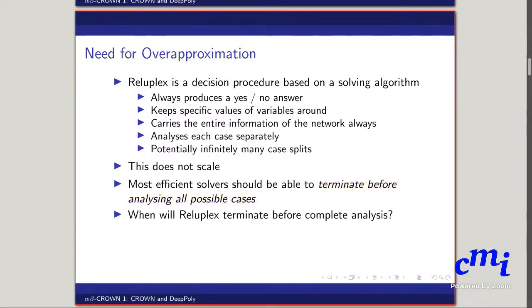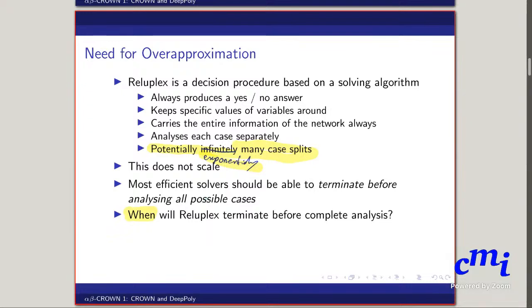But before going to that, I want to go back to Reluplex and ask, is there a situation where Reluplex will terminate before analyzing all possible cases? As I said, there are potentially exponentially many case splits, and in the worst case scenario, Reluplex will have to do exponentially many case splits. My question to you is, if or when will Reluplex be able to terminate before having to go through all of these exponential case splits?